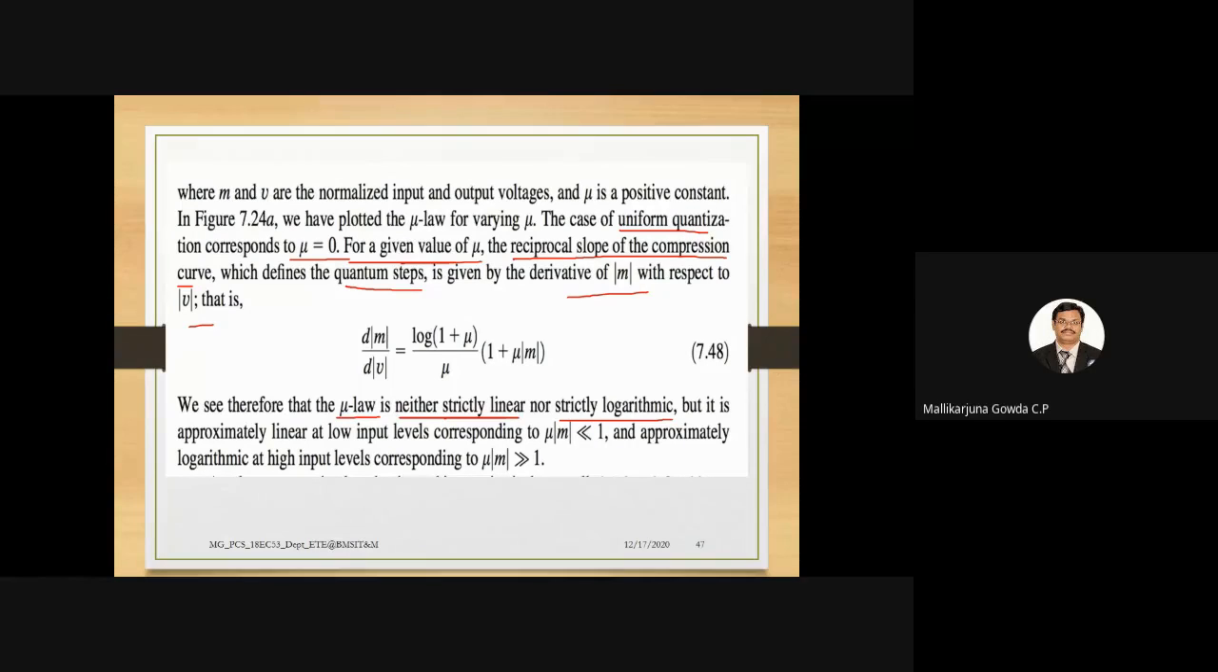Because it is approximately linear at low input levels, corresponding to mu into mod of m much less than 1. And it is approximately logarithmic at high input levels, which corresponds to mu into mod of m much greater than 1.